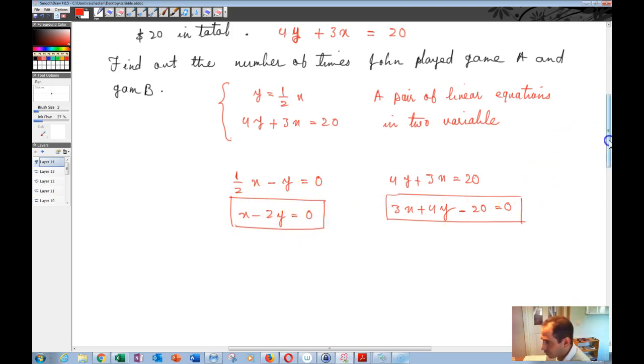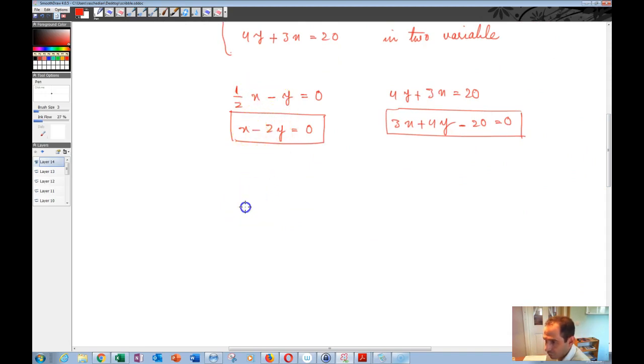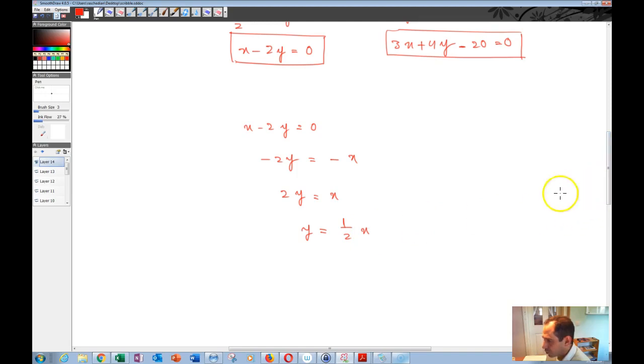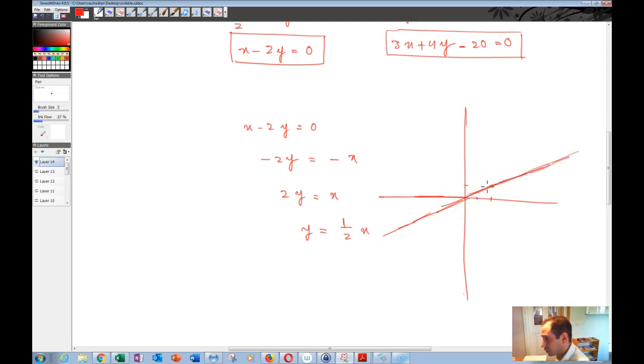Meaning that, for example, if you draw this line over here, this would be x minus 2y is equal to 0, so negative 2y is equal to negative x, and 2y is equal to x, and y is equal to 1/2 x, right? So y is equal to 1/2 x would be something like this. It would be a line that goes through the origin, so that would be your line over here. So you would have a straight line like this, and these are the 2 points related to your line. This is your y and this is your x.